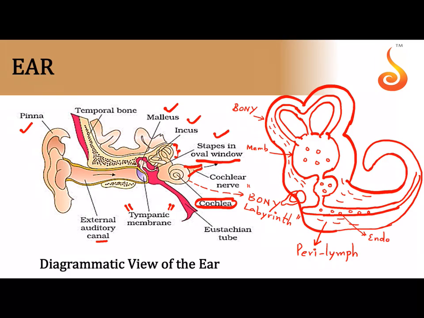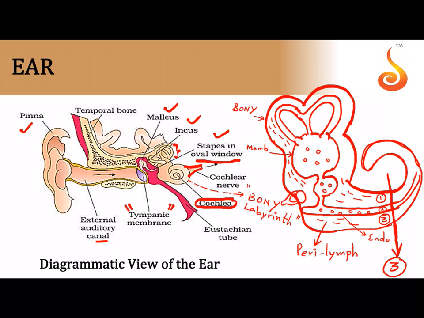Now imagine the snail shell-like structure. I told you it is made up of a bony wall, but inside there is a membranous compartment. Now how many chambers can you see inside? There is an upper chamber which I am numbering as 1, a middle chamber that is numbered as 2, the lower chamber that is numbered as 3. So if you take a cross section of this particular bony cochlea, you will see a set of 3 canals or 3 chambers that are passing through it.